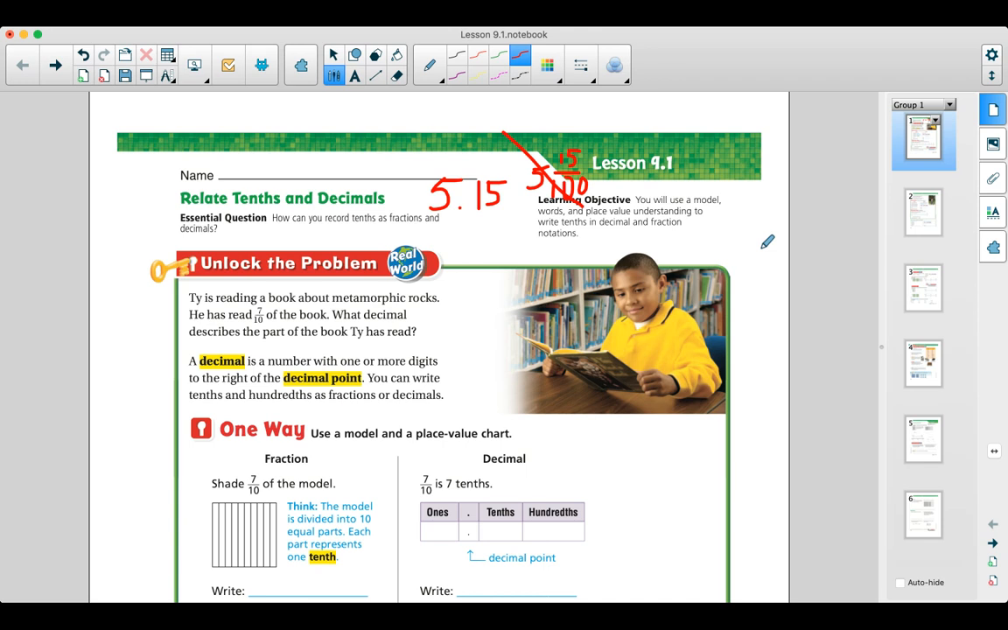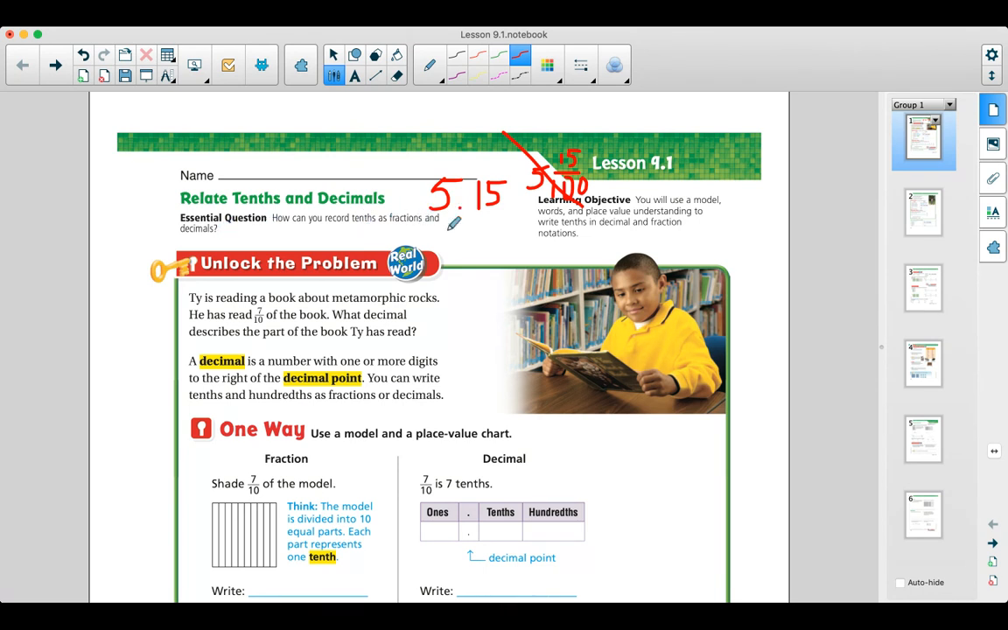Hello, boys and girls. This is Mrs. Oestreich, and today we will begin Chapter 9 of our Go Math lessons. Chapter 9 is relating fractions and decimals, and we will begin today on page 495. Our essential question is, how can you record tenths as fractions and decimals?